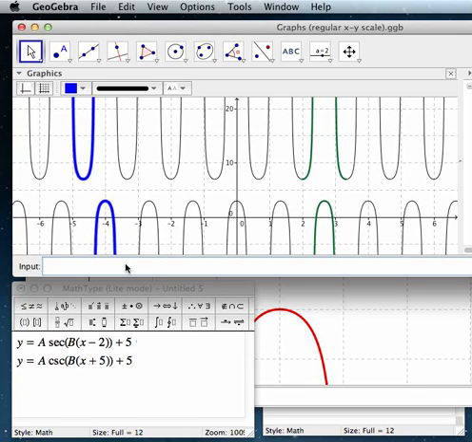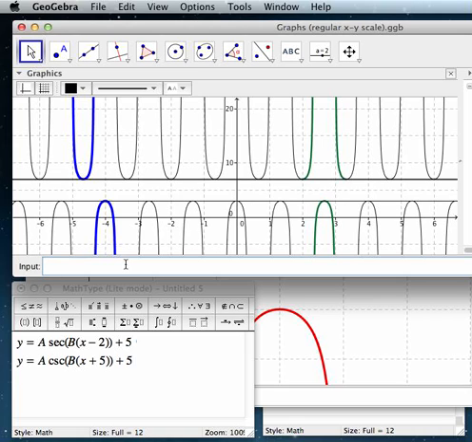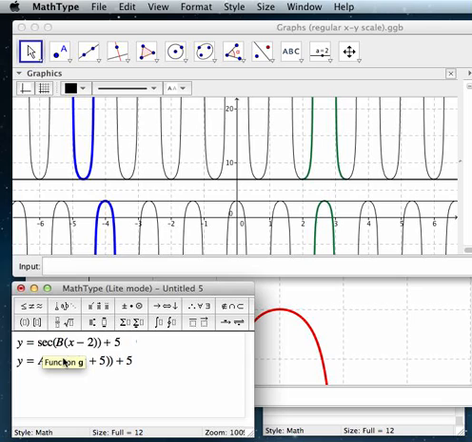Let me put in a line at y equals 5 minus 2 and see if that lines up with the tops. Yep, and if I do a line at y equals 5 plus 2, then that lines up with the bottoms of those U's. So 2 must be our amplitude.